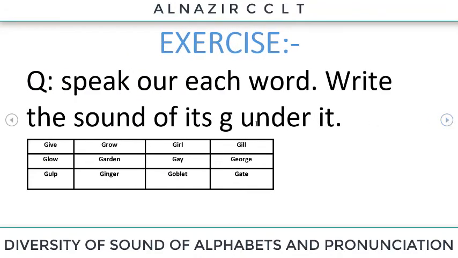Here's the exercise on your screen. Speak out each word. Write the sound of its G under it. That is give. That is garden. That is gate. That is goblet. Gate. That is George. And you have to write the sound of G under the word. This is the exercise for you.